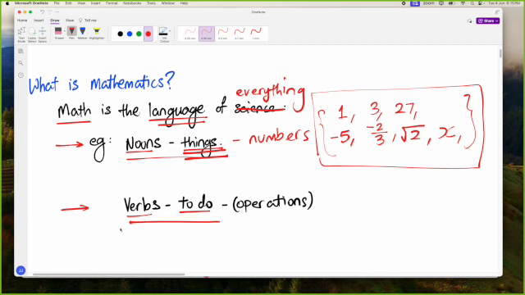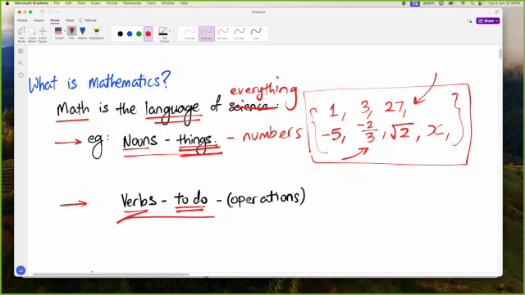And what do we do with those things? So what are the verbs in maths? What do you think the verbs in maths are? So the operations: addition, subtraction, division, multiplication. Yes, so the verbs are what we do. And we only do a couple of things in maths, right? We multiply, we divide, we add, and we subtract. So these are what we do, right?